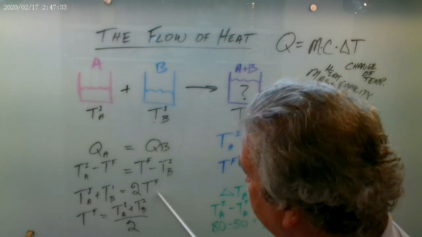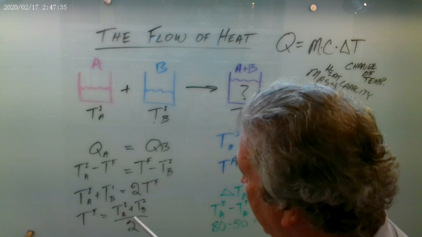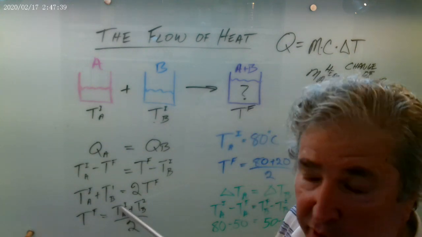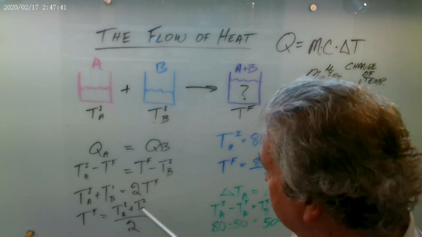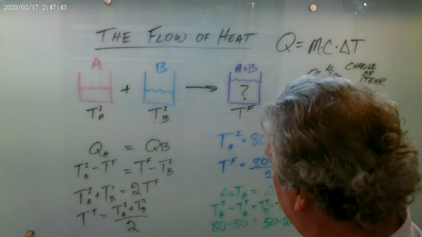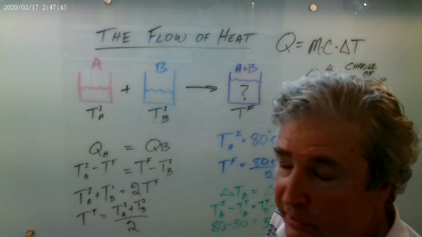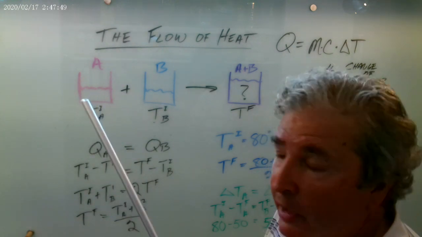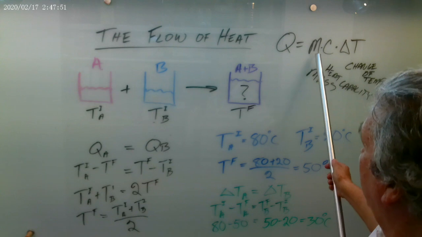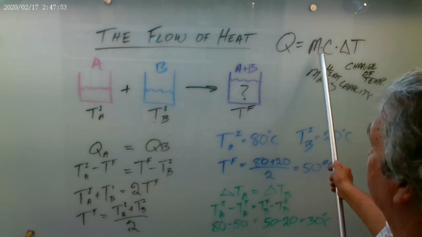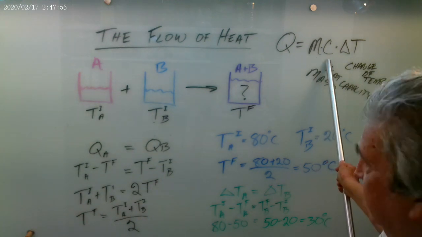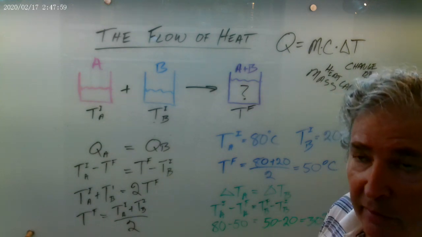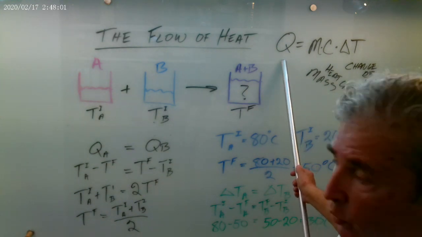Simplifying, we divide both sides by 2, and we get the final temperature is going to equal the initial temperature of A plus the initial temperature of B divided by 2. It's just that simple. It's an average. Now this is going to get more complicated as we change the mass and we change the heat capacity. But that's the introduction I want to give you today of how this formula for the flow of heat works.